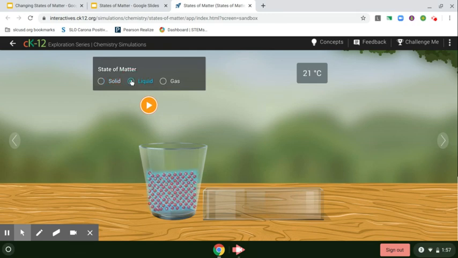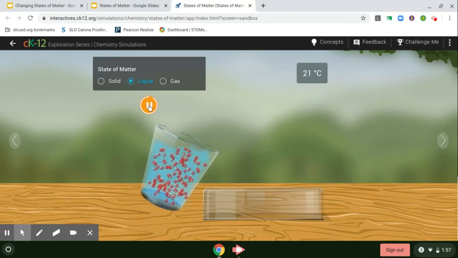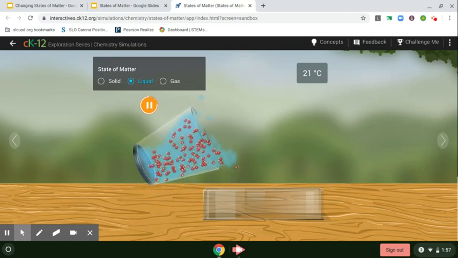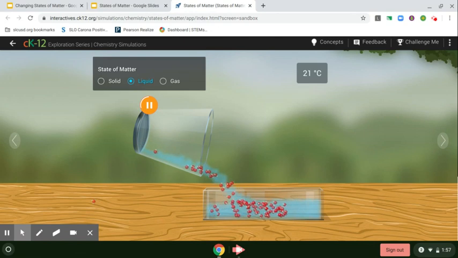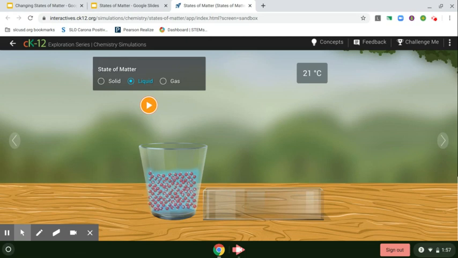Now, if we change it to be looking at water instead, we see those water molecules and their kinetic energy is increased, which means they're moving around, they're flowing around each other. And if we move this liquid from one container to another, I'm sure you can see that they are still going to contain the same amount of volume, but now it's going to have a different shape because this rectangle is a different shape than the glass that we poured it out of.